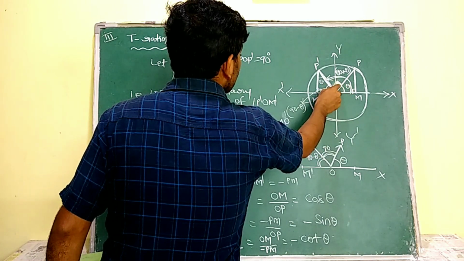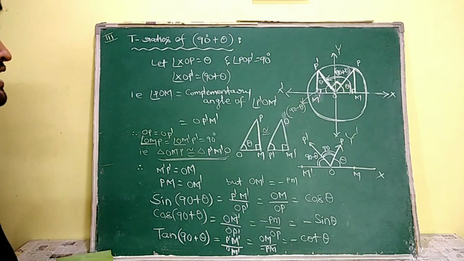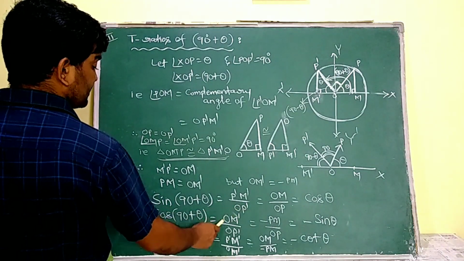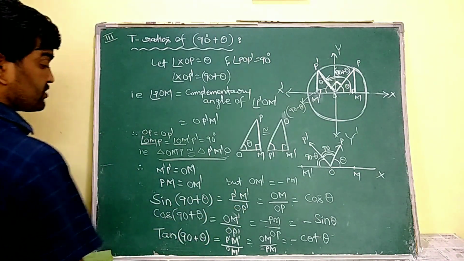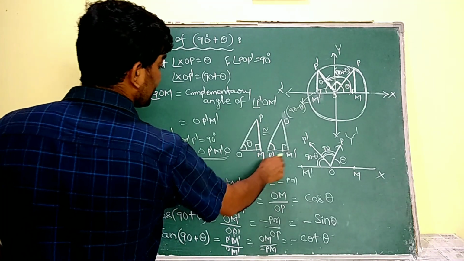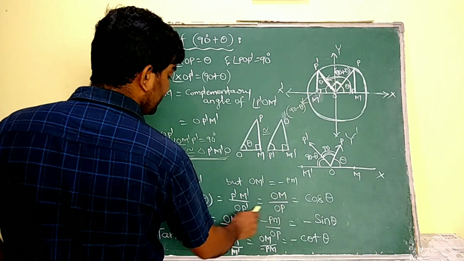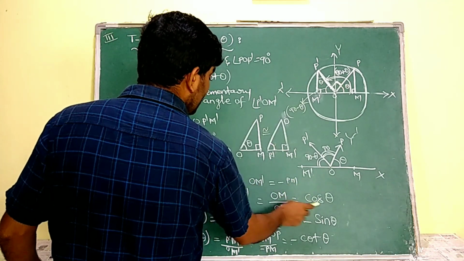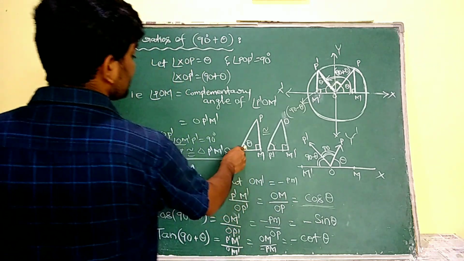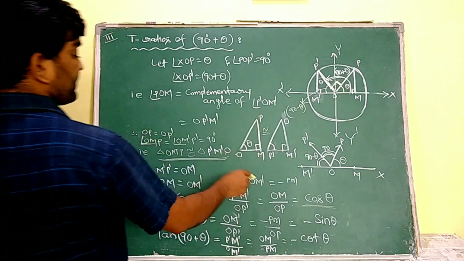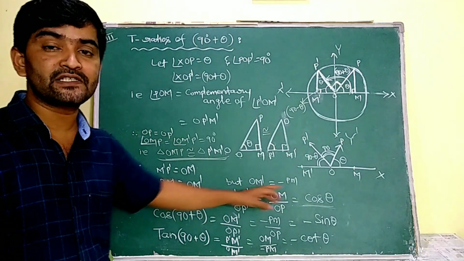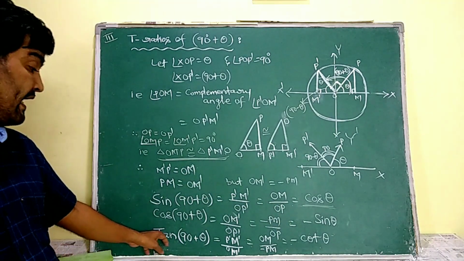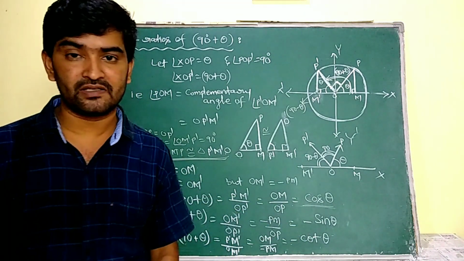So now sine 90 plus theta means its opposite side is P dash M dash, by hypotenuse is P dash O. So see, P dash M dash by O P dash I wrote. P dash M dash is nothing but OM. So OM by OP dash is equal to OP. In this triangle, see, this is cos theta. See, cos theta is equal to OM by OP. That is why sin 90 plus theta is equal to cos theta. Similarly, cos 90 plus theta is equal to minus sin theta. Tan 90 plus theta is equal to minus cot theta.